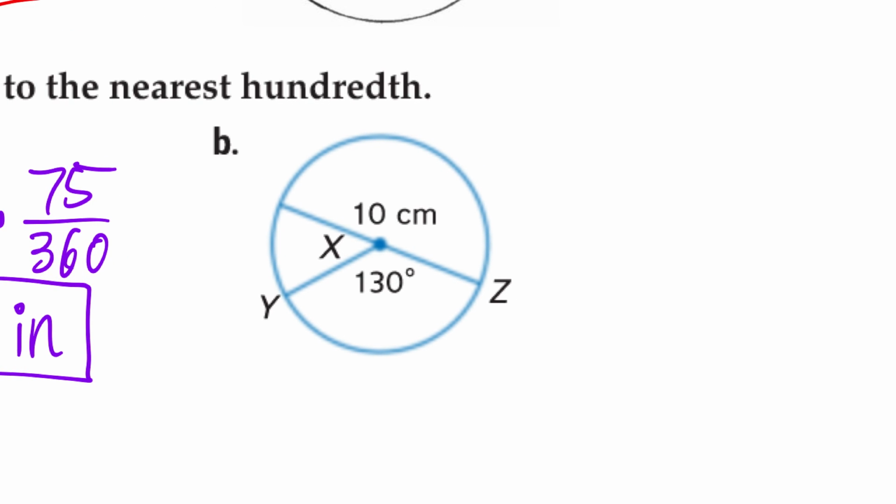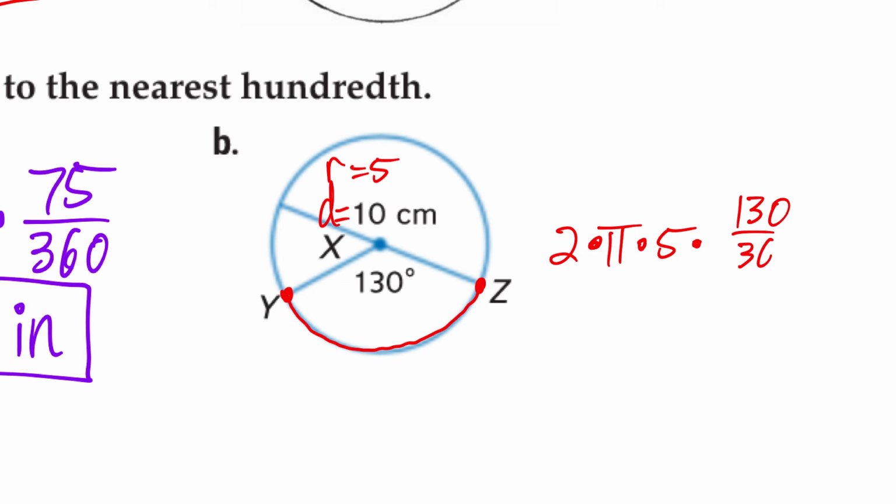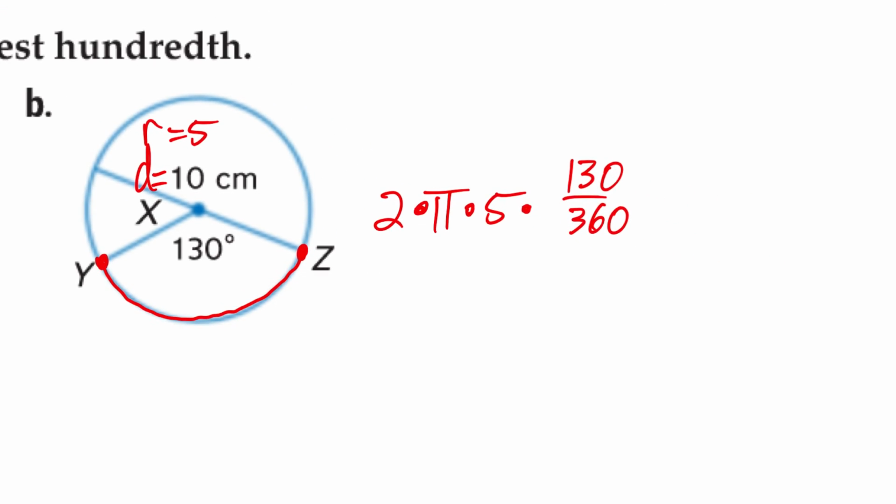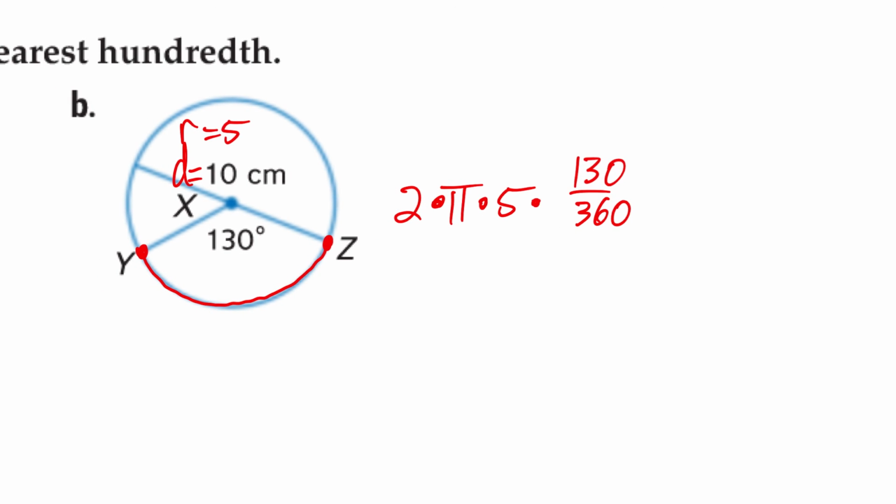All right, on this last one right here, again, we're looking for ZY. So it's going to be 2 times pi times, what's the radius on this one? 5. Good, because 10 is the diameter, it goes all the way across, so the radius would be half of that. So 5 times 130 over 360. Okay, so 2 times pi times 5 times 130 over 360. What does that give you?